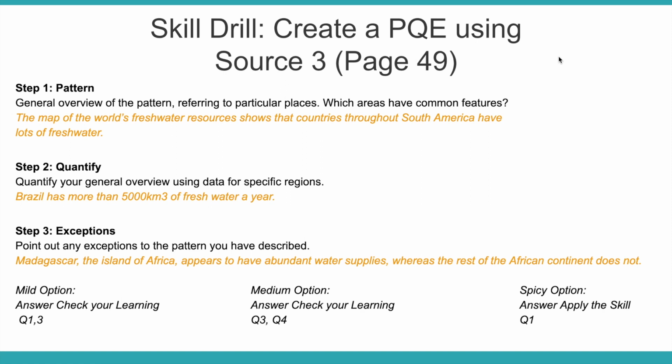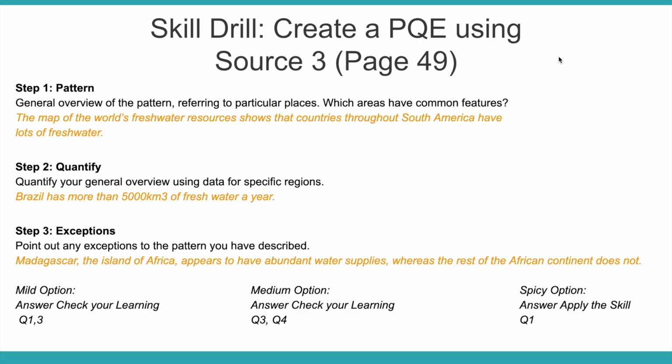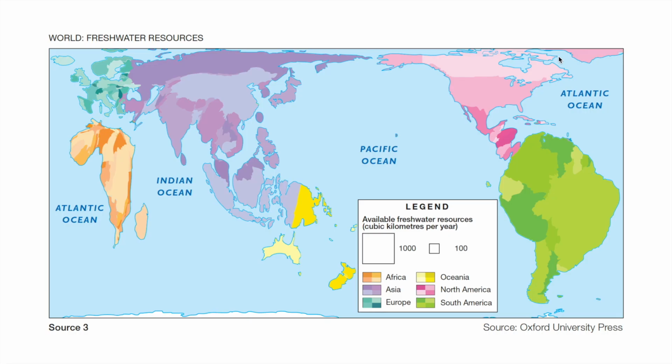Hello, we're going to go through a quick skill drill on creating a PQE using Source 3 in the Oxford Big Ideas for Year 7 text on page 49. That's this image here. You would have seen this before either in the text or in the video of the narration. Now PQE is analysing the patterns and what you can understand from the patterns that you can work out from this image here, sorry.